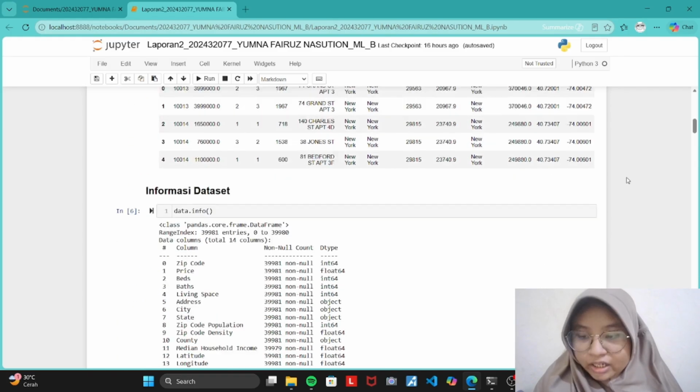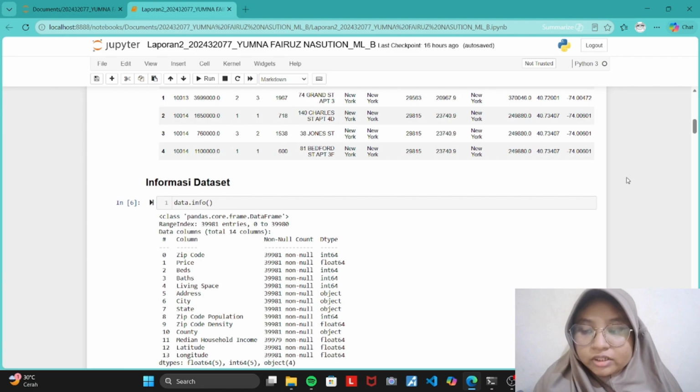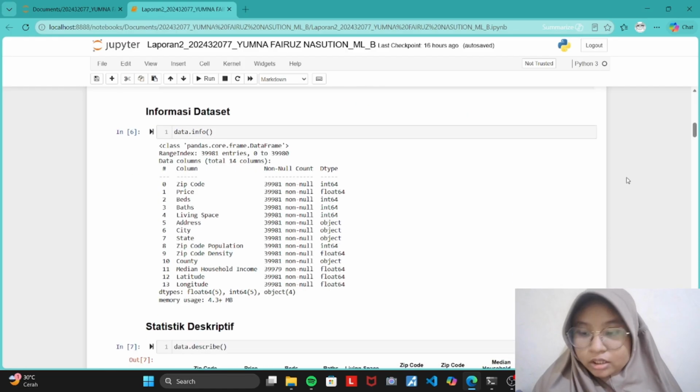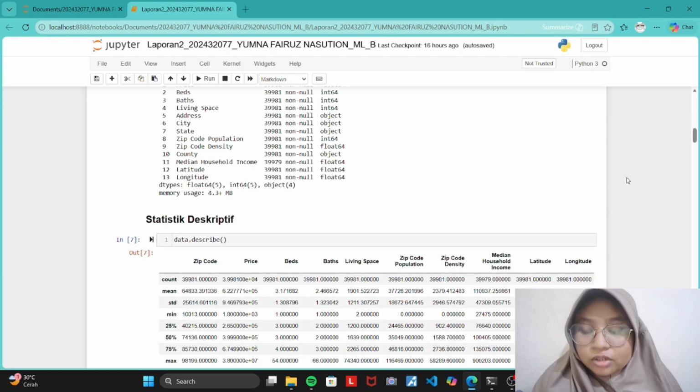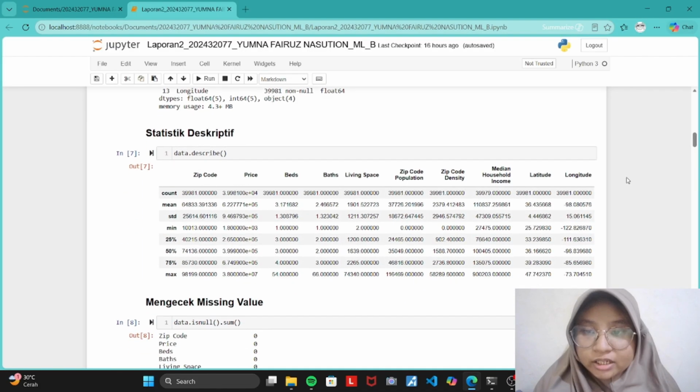Then I checked the dataset information using the info function. From this process, I could see the number of columns, data types, and whether there were missing values or not. I also used the describe function to display descriptive statistics such as mean, minimum value, maximum value, and standard deviation. This helped me understand the distribution and characteristics of the dataset.